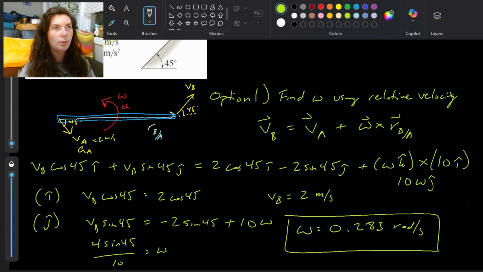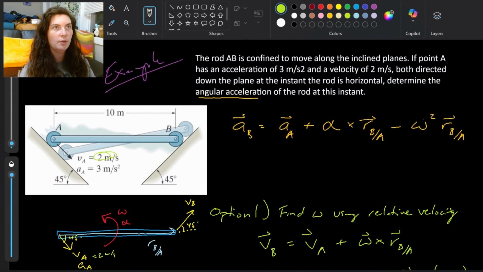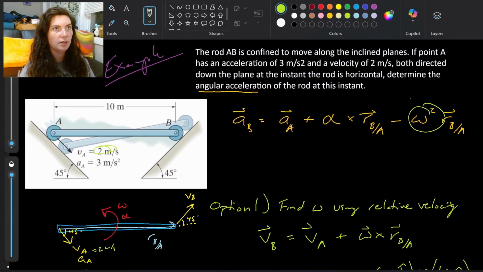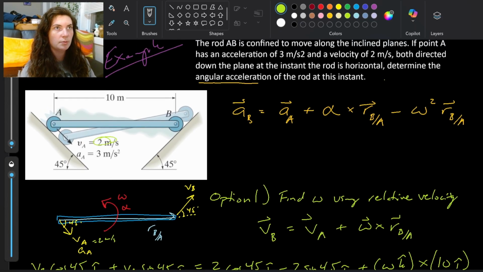And so again, the reason why I had to go through all of this is because I know that I'm going to plug it in up here. Up there I'm going to have my 0.283 radians per second in that acceleration equation. I'll put that up here just for reference. 0.283 radians per second.